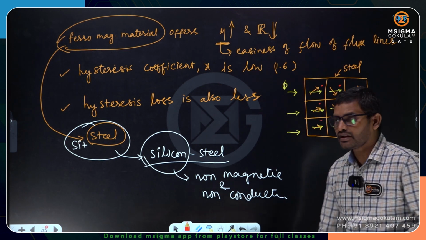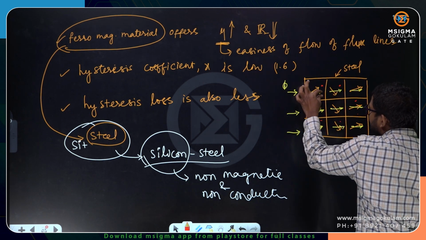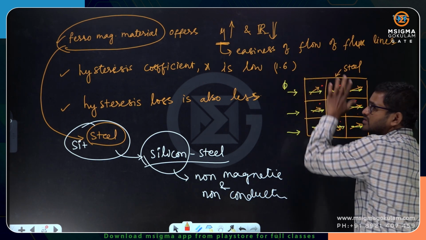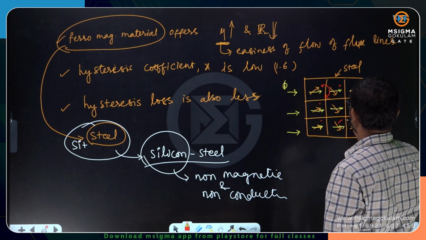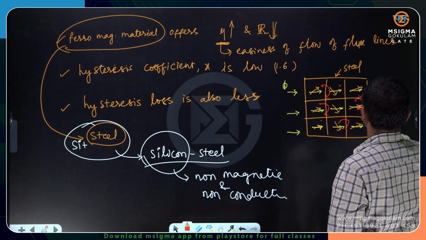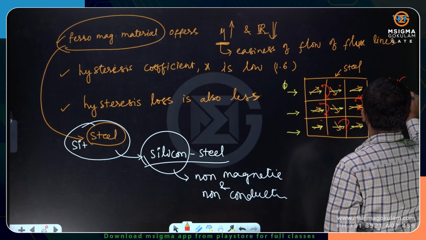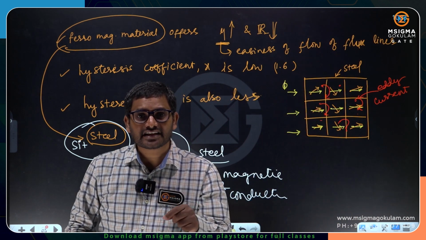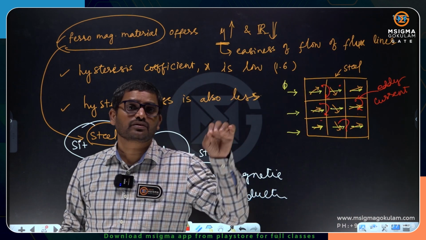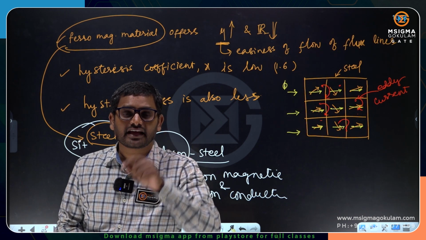Therefore, whenever the magnetization is happening, what is going to happen? This magnetic field will create a force on the free electron. That force tries to move the electrons from one place to another, and this movement of electrons we call eddy currents. Eddy currents are because of the presence of electrons in the core. The core's purpose is to carry the flux lines, not to carry current.